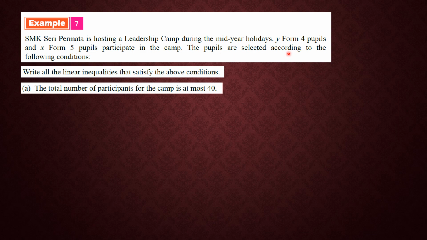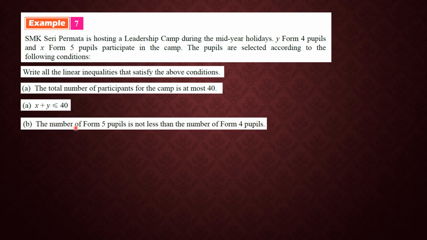That means the number of participants from Form 4 and Form 5. Form 4, you have Y students, plus X students of Form 5, must be up to 40. That means less than or equal to 40. So x + y ≤ 40. Next, we look at part B. The number of Form 5 pupils is not less than the number of Form 4 pupils. So Form 5 pupils, that is X. Not less, that means must be greater. X should be x ≥ y.